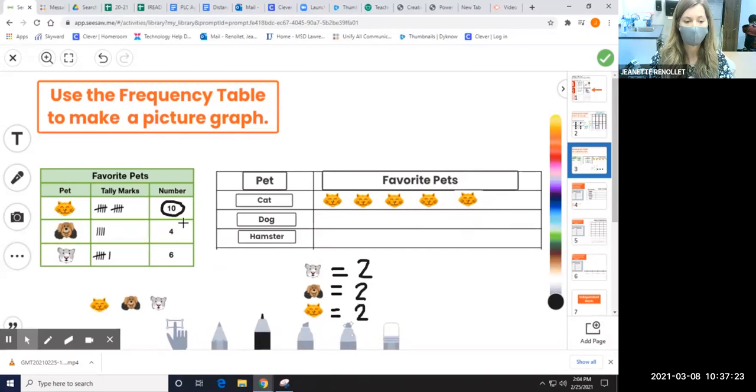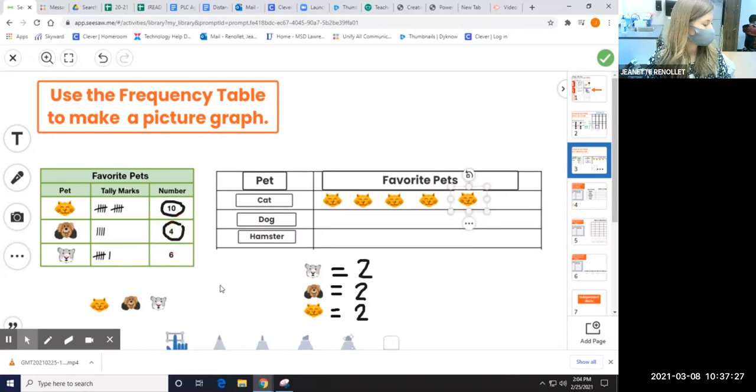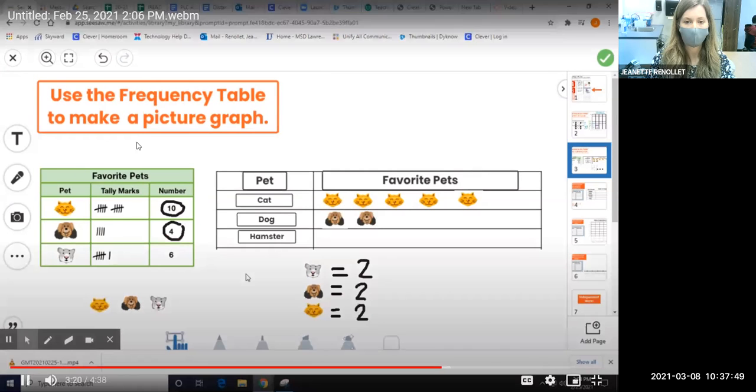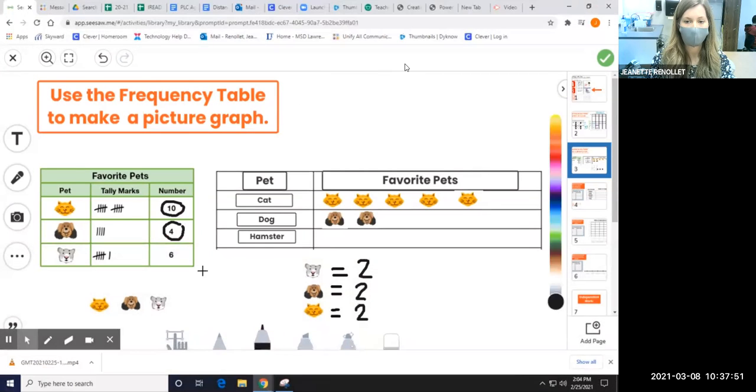Next, I'm going to look at the dog. On my data set, I see there are 4 votes for dog. So thinking about my multiplication and division facts, if my scale is 2, 2 times what equals 4? You guessed it. I'm going to count by 2s as I move my dog symbol. 2 dogs. 2 more dogs is equal to 4 votes for dog as the favorite pet.